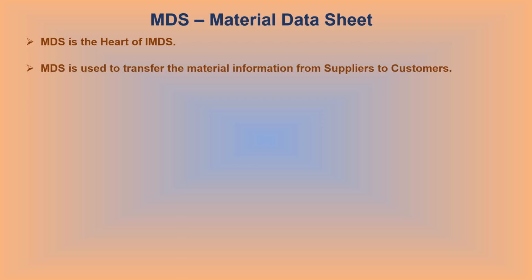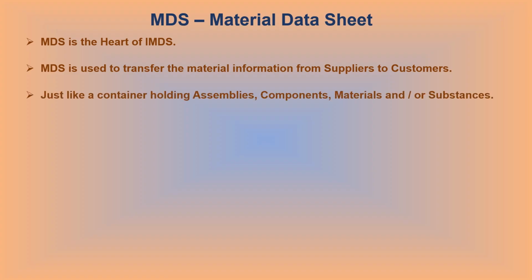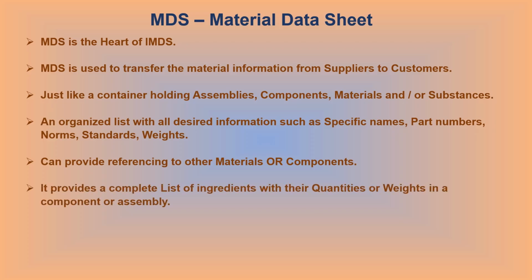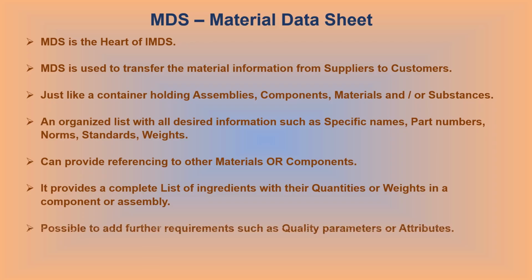MDS, Material Data Sheet, is the heart of IMDS. The material data sheet is used to transfer material information from suppliers to customers. It is just like a container holding assemblies, components, materials and/or substances. It is an organized list with all desired information such as specific names, part numbers, norms, standards, weights. It can provide referencing to other materials or components. It provides a complete list of ingredients with their quantities or weights in a component or assembly. It is possible to add further requirements such as quality parameters or attributes.